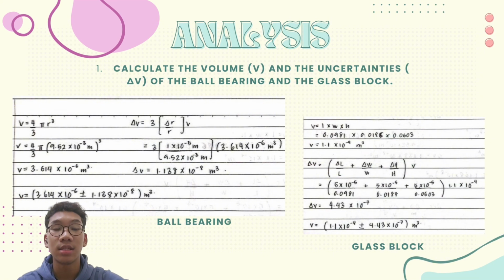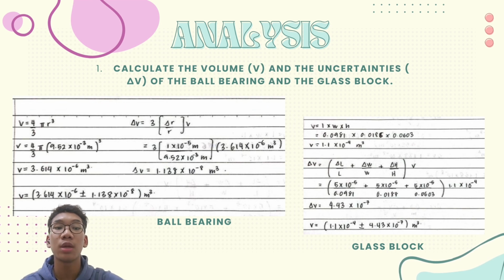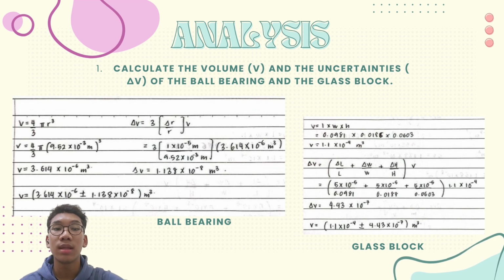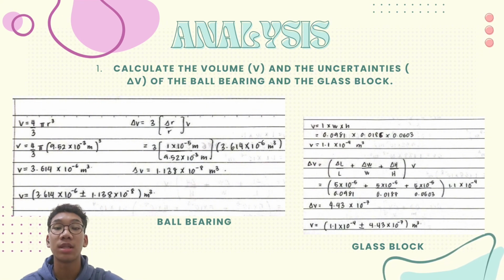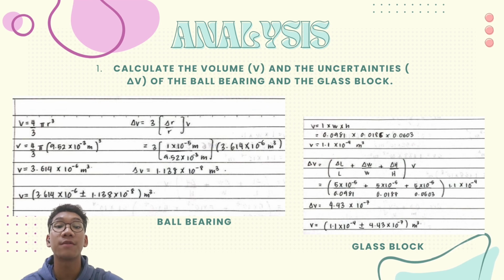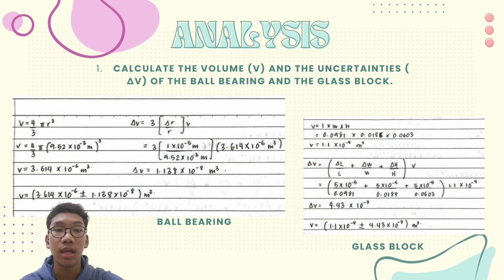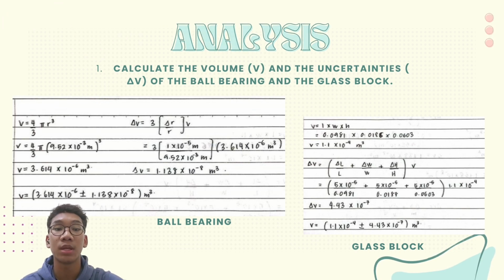To find the uncertainties, we have to use delta V equals 3 delta R over R multiplied with volume. So 3 multiplied with 1 times 10 to the power of -5 meters over 9.52 times 10 to the power of -3 meters multiplied with 3.614 times 10 to the power of -6 meter cubed. So your uncertainty for the ball bearing will be 1.138 times 10 to the power of -8 meter cubed.